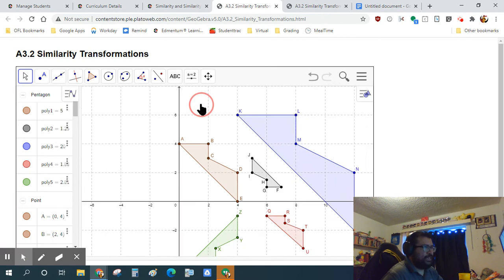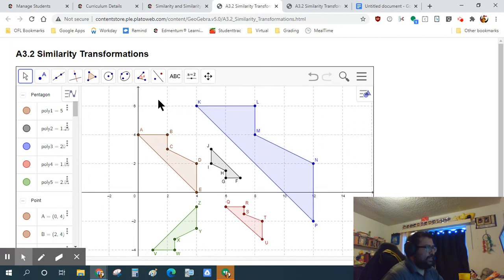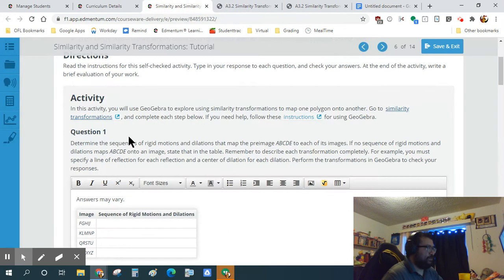So what's going to happen here is we're going to find ways to map these on. This is my basic idea here. This A, B, C, D, E is my pre-image, and I'm going to try to map it onto each one of the images. So remember to describe each transformation completely. For example, you must specify the line of reflection and the center of dilation. For each dilation, perform the transformation to check your responses.